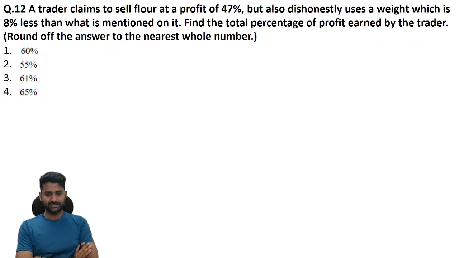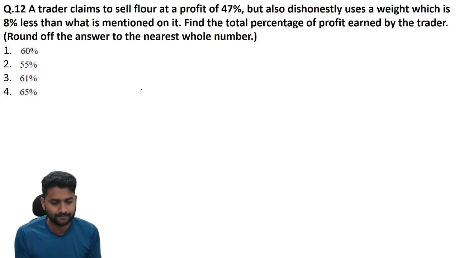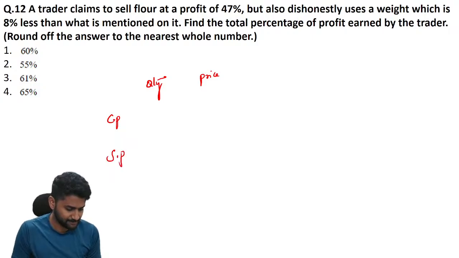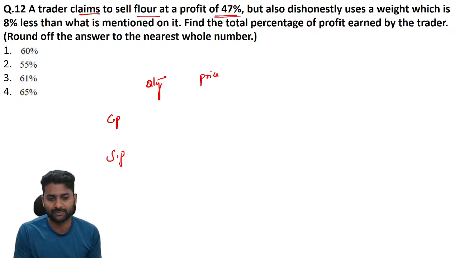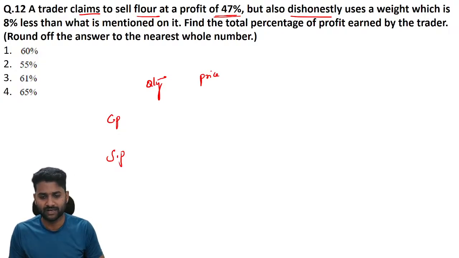Next, dishonest shopkeeper information. This is all about quantity and price. Identify the cost price and the selling price. Understand this calculation. A trader claims that he sells flour at 47% profit, but he also dishonestly uses a weight which is 8% less, as mentioned. So find the total percentage of profit earned by the trader.